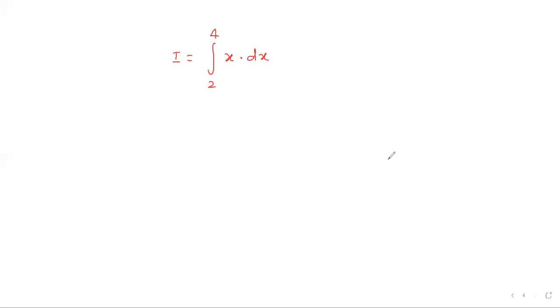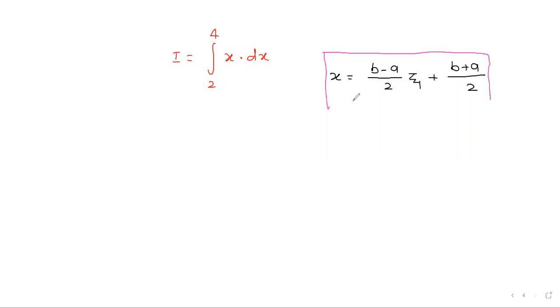Okay, let us discuss this type of problem where the limit values are different. Here the limit is not from minus 1 to 1. So how to approach this limit? For this type of problem, we need to remember one thing: the limit can be changed in such a way that we can write x is equal to (b minus a) upon 2 into theta plus (b plus a) by 2. This you need to remember. If you know this, then changing the limit is not a big deal.